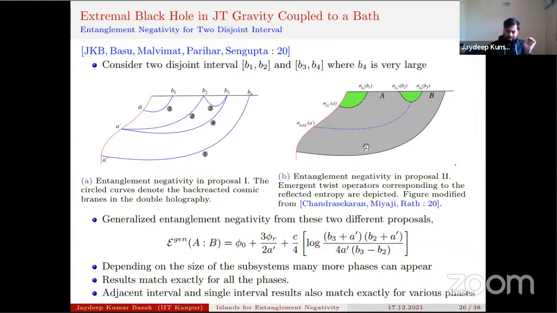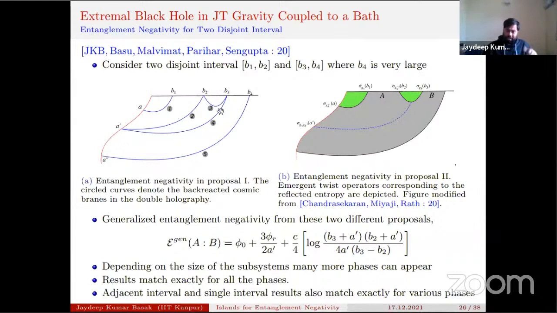Now, we can change the size of the subsystems here. We can change the subsystem size A, B, or both, and we can have many more phases. Now just take a situation where A and B are small. In that case, if this is the subsystem we consider C, then C is very large. In that case, A, B both have the disconnected wedge. In that case, when we have the disconnected wedge, the entanglement wedge cross section is identically 0. So negativity is also 0.